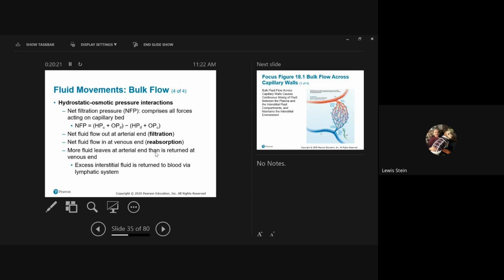So when you do the math, at the arterial end it pushes fluid out, and at the venous end it pulls it back in. More fluid leaves the arterial end and is returned. Our very next chapter, which we'll start today in lecture, is chapter 19. It's about lymphatics. We've spent the last couple of visits talking about blood vessels.